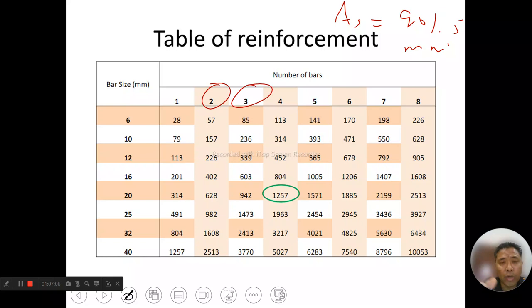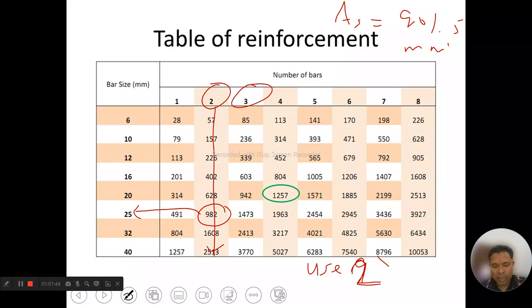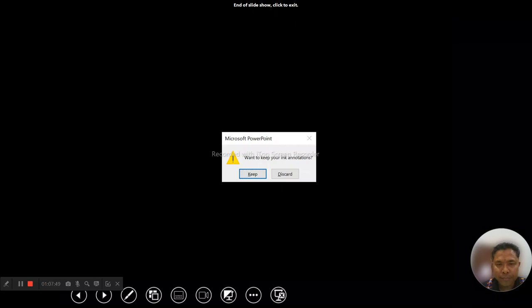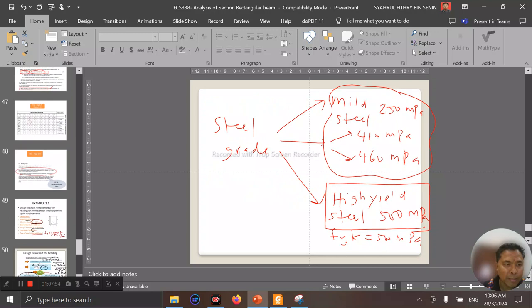And then I have to find the area yang sekurang-kurangnya lebih besar sedikit daripada 901. Maksudnya inilah 982. So I have to use rebar diameter 25. So meaning that I have to use 2 number of bars with the diameter of, sorry, 2 number of bar high yield. Sorry, saya tersilap ni, saya kena iris dulu, ada tersilap. Kenapa ni? Sekejap, eh, ada kesilapan sedikit. Saya kena padam yang ini, saya kena buat balik.